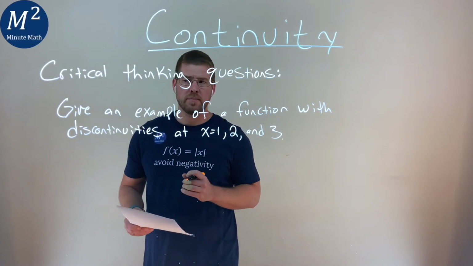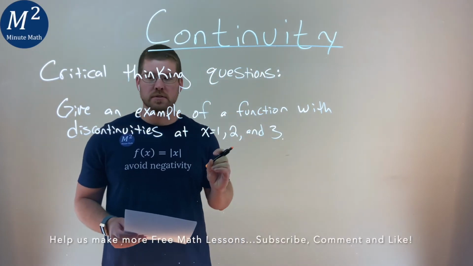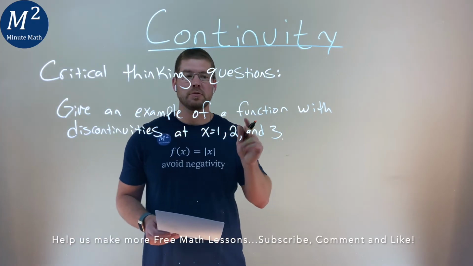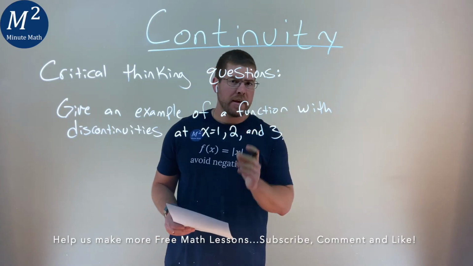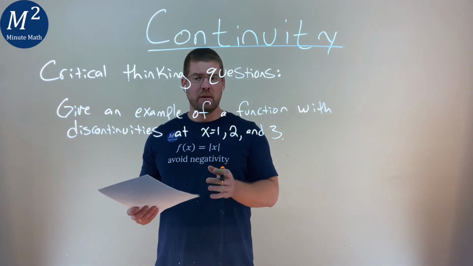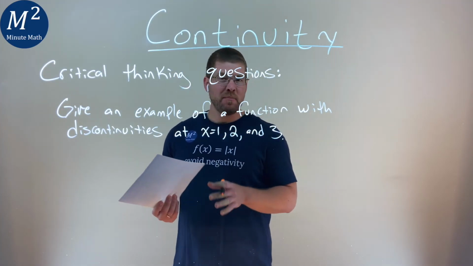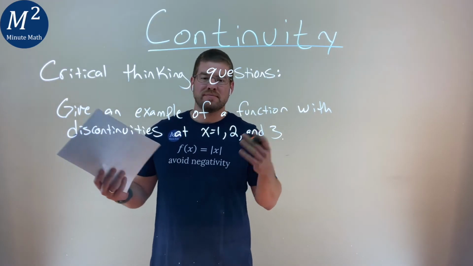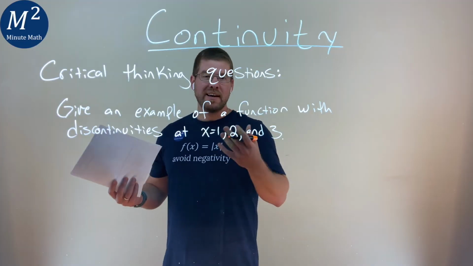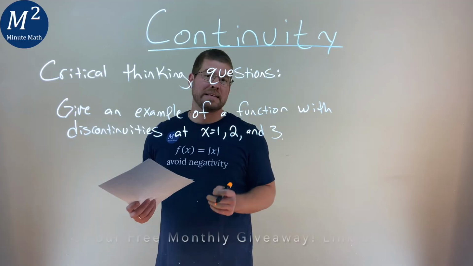We're given this critical thinking question. Give an example of a function with discontinuities at x equals 1, 2, and 3. Now there are many answers here that work, but mainly here I'm trying to find discontinuity, and the best way to do that really is to divide by 0. We make our function divide by 0 when x is 1, 2, and 3.